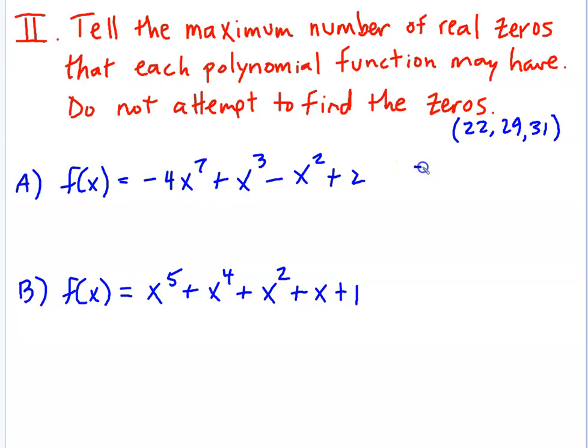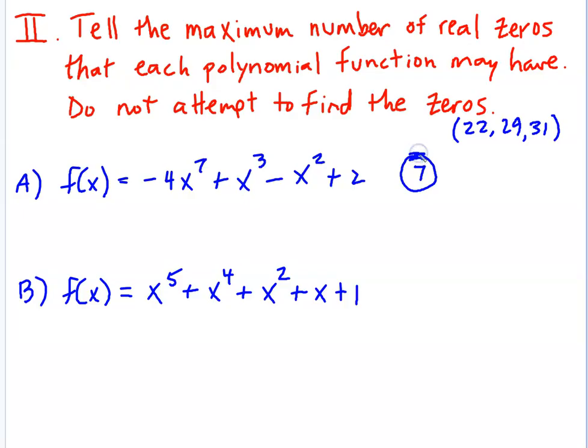And so that's my answer. 7 is the maximum number. It's not telling me that there will be 7. It's just saying that at most there will be 7 possible. And there are other ways to determine how many there are exactly. And we're not going to get into Descartes' rule of signs, but that's one little tool.